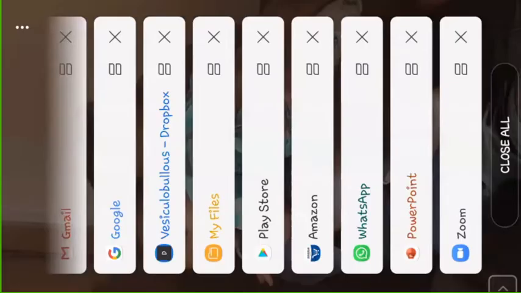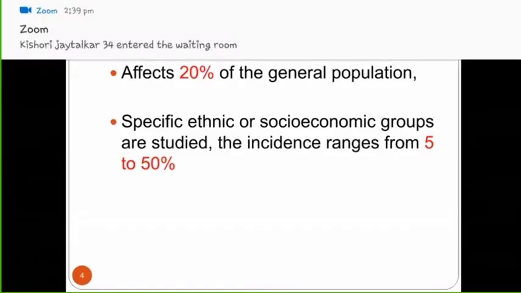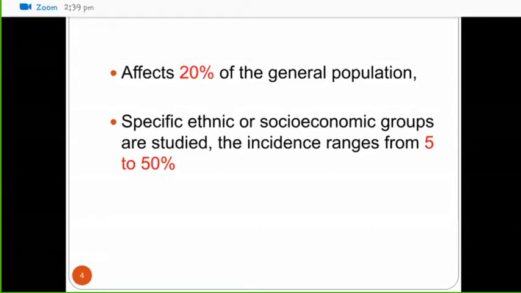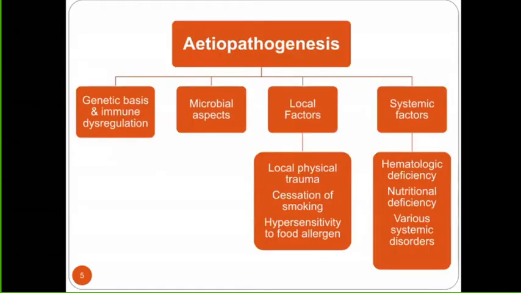So this affects 20% of the general population, and specific ethnic or socioeconomic groups are studied, and the incidence ranges from 5 to 50%. That means there are some ethnic groups, depending upon their genetic makeup or maybe some other factor, they are more prone. Right? So this is how abscess ulcer is prevalent in the population.